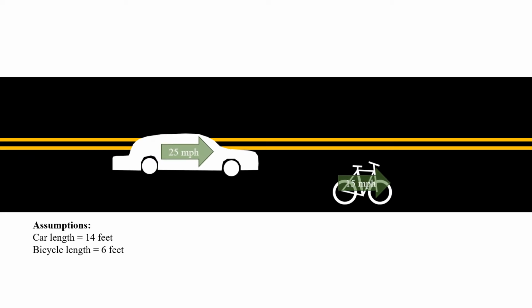So some of our assumptions here: we're going to assume a constant speed of the vehicle of 25 miles per hour and of the bicycle of 15 miles per hour. We'll also assume that the length of the car is 14 feet and the length of the bicycle is 6 feet. This is the type of maneuver that will happen. The vehicle will need to move over laterally to pass the bicycle, and both will be moving during this event.